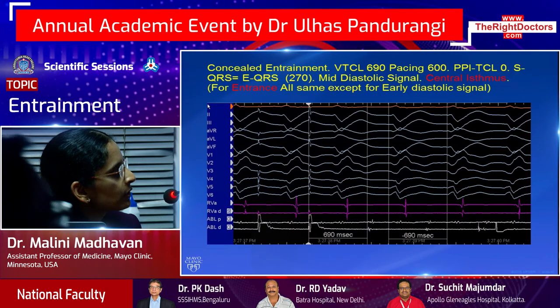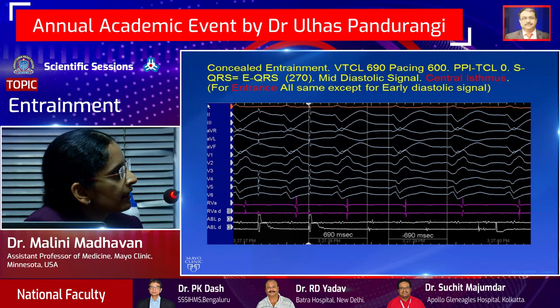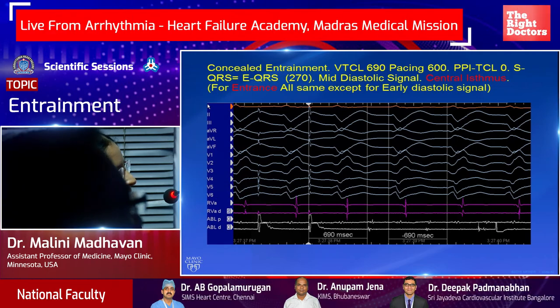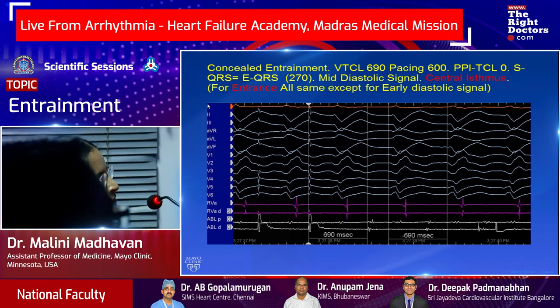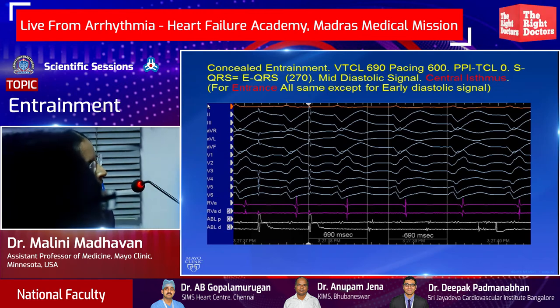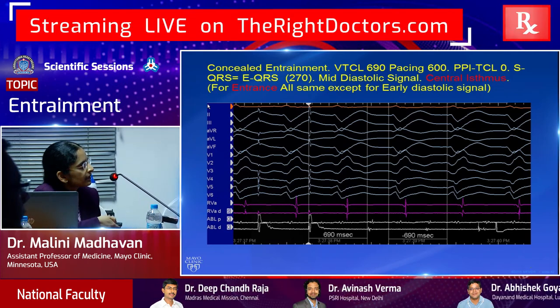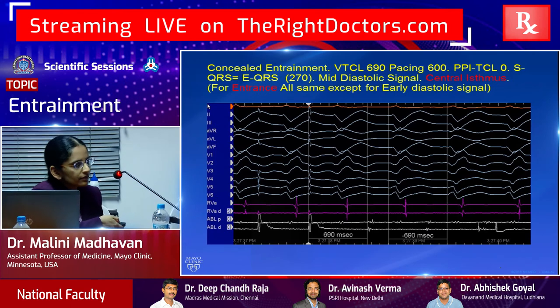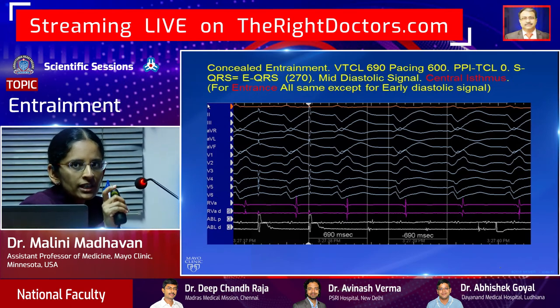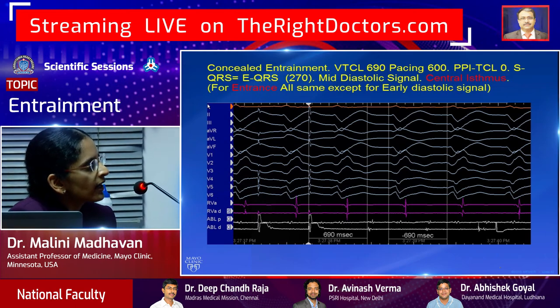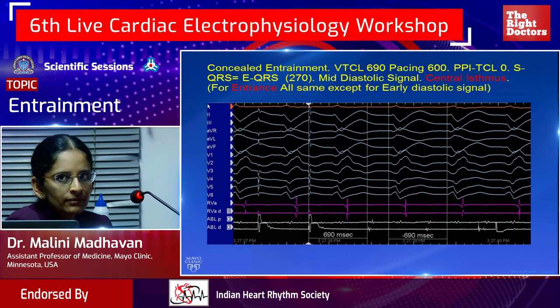So another example of that, this is the tachycardia again. This is the paced beat. You can see there is a long stim to QRS delay. Another paced beat, long stim to QRS delay. And the local electrogram that's getting captured is this one. Your PPI is exactly equal to the tachycardia cycle length. So PPI equal to TCL, and your local electrogram is right smack in the middle of diastole, right?